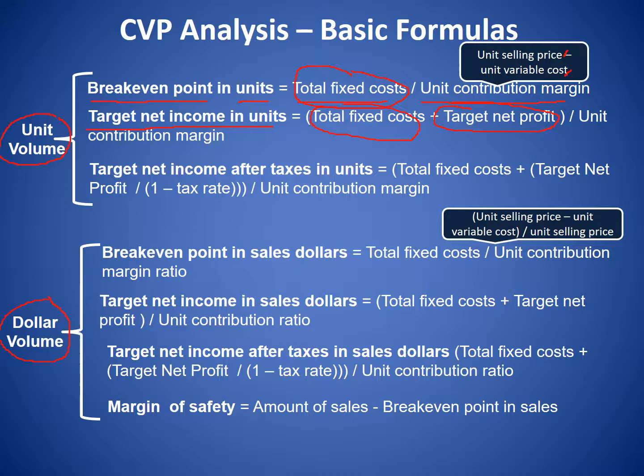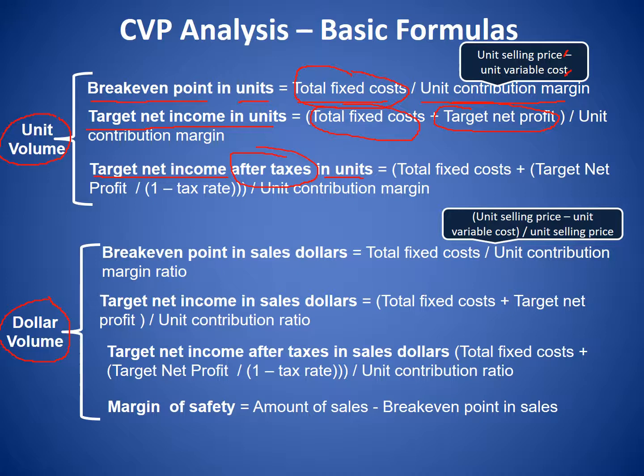Now we're going to take that exact same formula and add one other layer of sophistication to it: target net income after taxes in units. So this is basically how many units am I going to have to produce and sell in order to cover my fixed cost and earn a target net income after I pay my taxes.